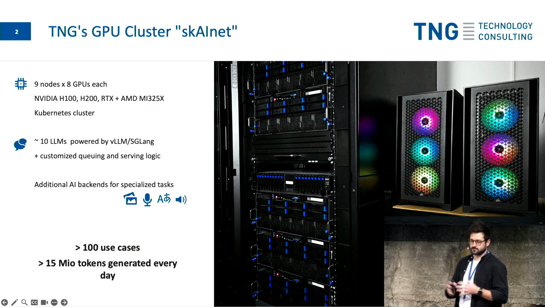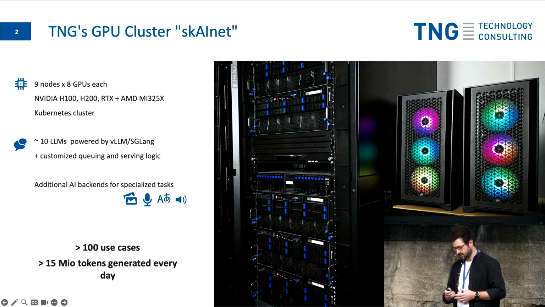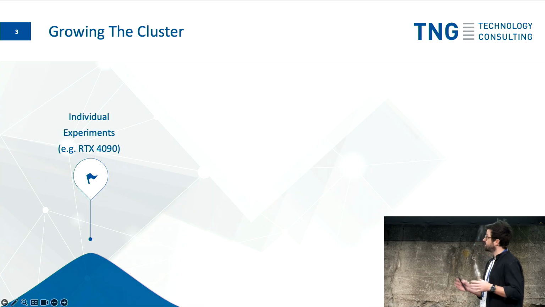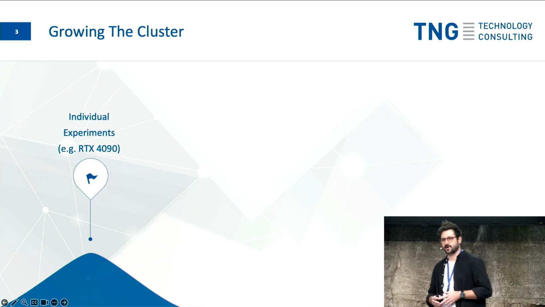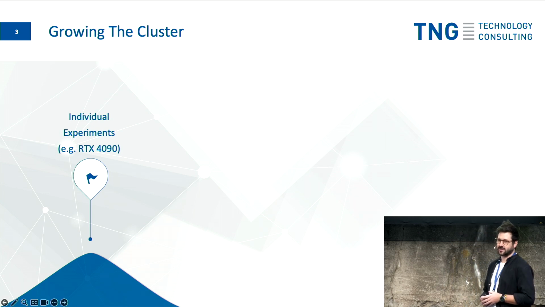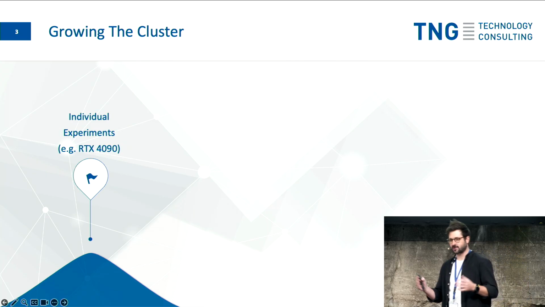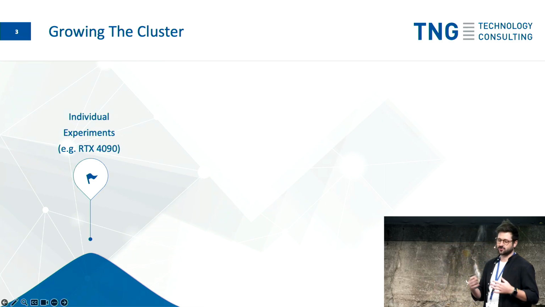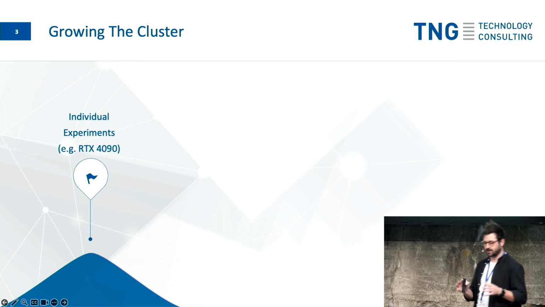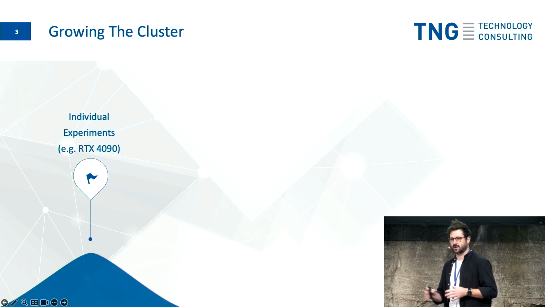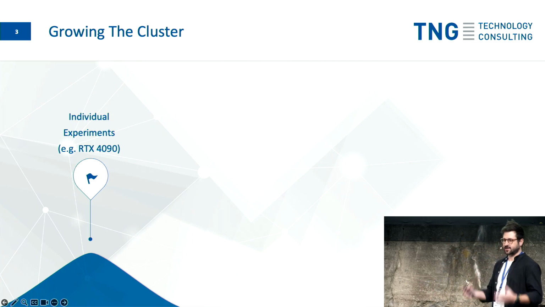So now, that's what we have. The question is, how and why did we come about it? All of that started a few years ago when some AI enthusiasts at TNG got their hands on some RTX cards. Probably some of you know this type of consumer hardware. It's relatively cheap and good to get started. And especially the RTX 4090 has about 24 gigabytes of RAM, so it's enough at the time to host the state-of-the-art models.